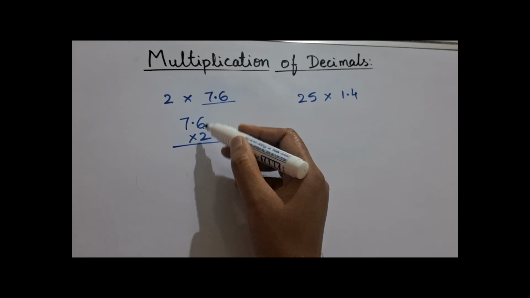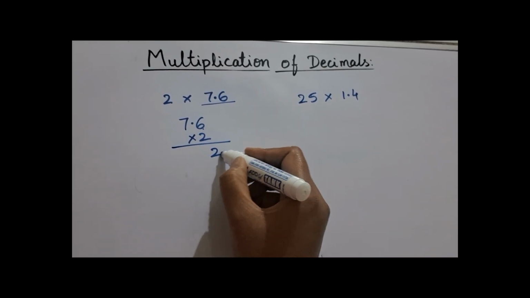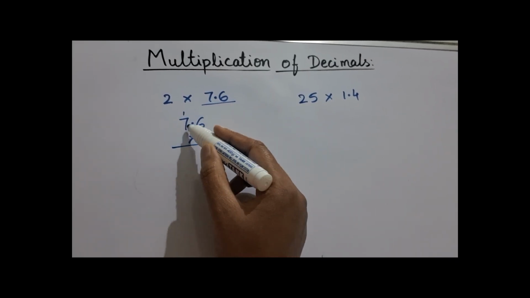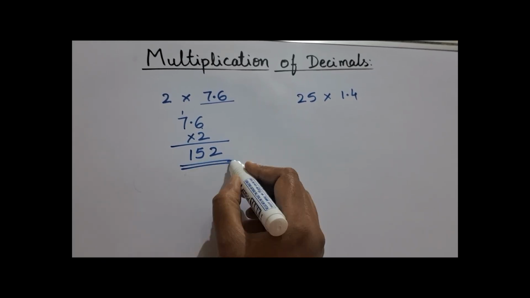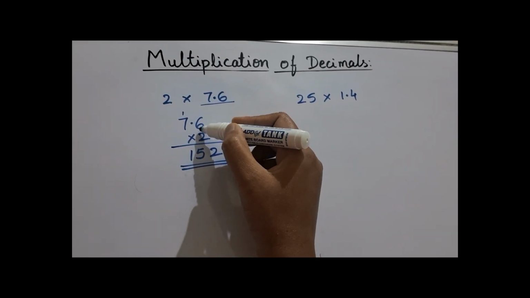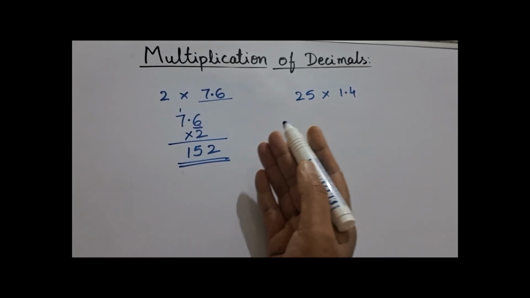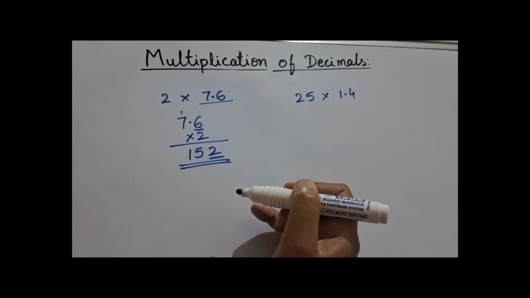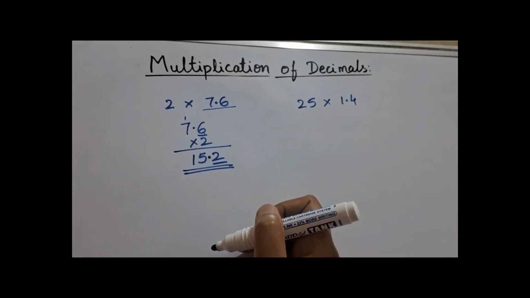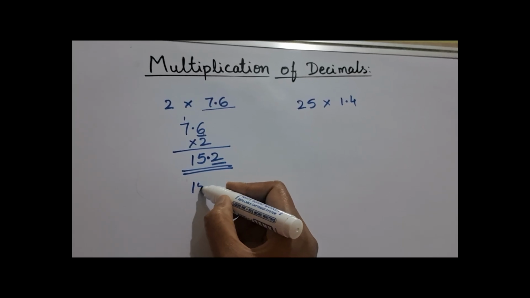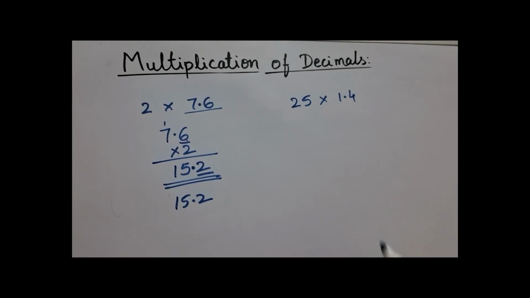Now normal multiplication we do. 2 into 6, that is 12. 2 and 1 carry. 2 into 7, 14. 14 plus 1, 15. So after getting the answer, how many decimal places does this decimal number have? Only 1, isn't it? So from the right side of the answer, you have to leave one digit and put the decimal point here. The answer will be 15.2.